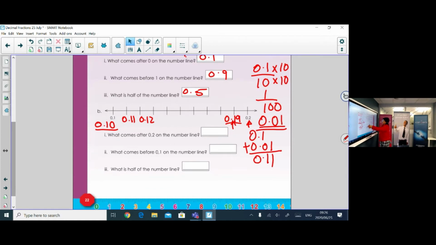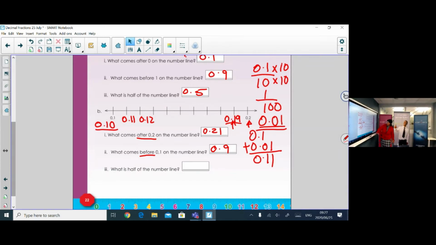Or you can work it this way, or you can see the pattern to be that. What comes after 0.1 on the number line? The word is after, not before. So it's going to be 0.11. What comes before 0.1 on the number line? The word is before, this side, not the other way after. So 0.09, which is followed by 0.10. You see that there's a pattern there.